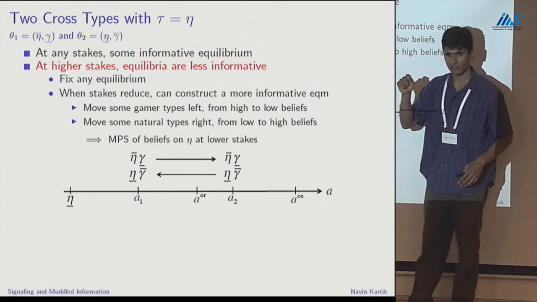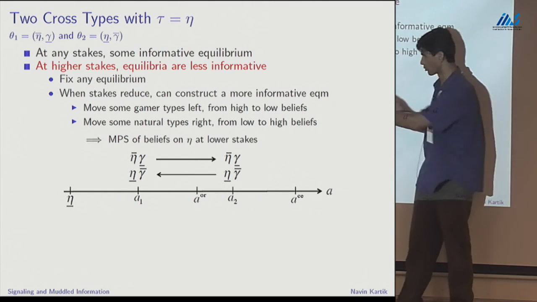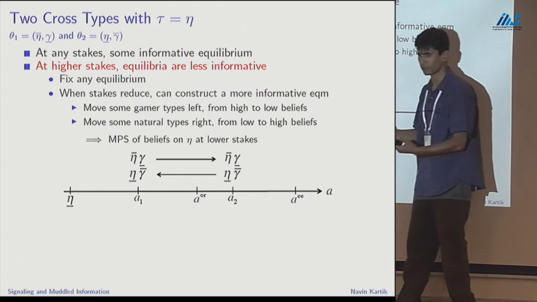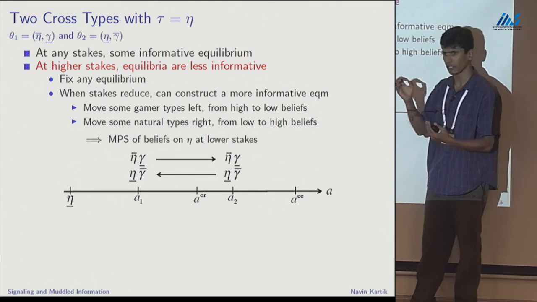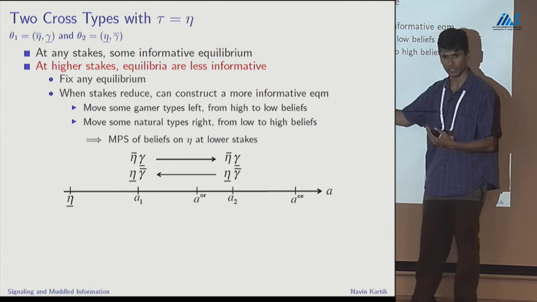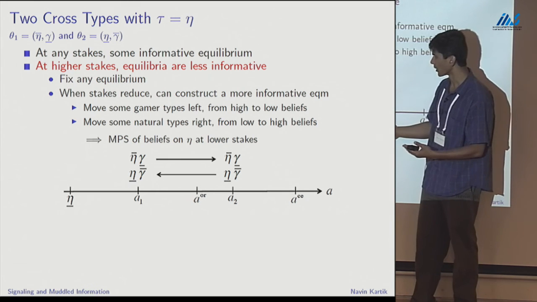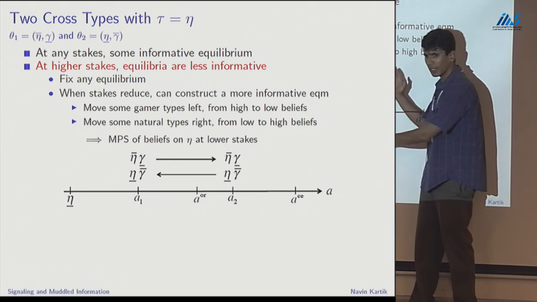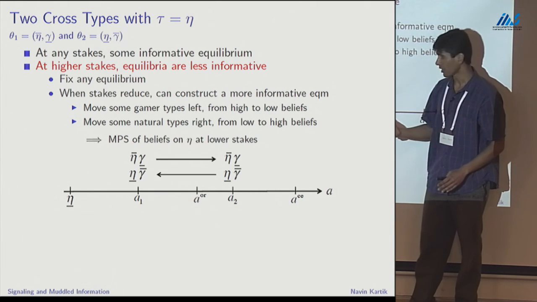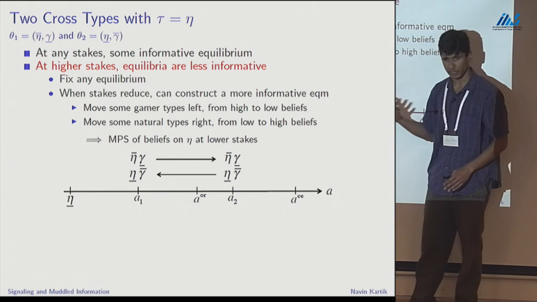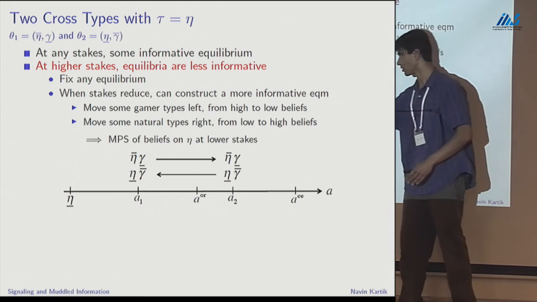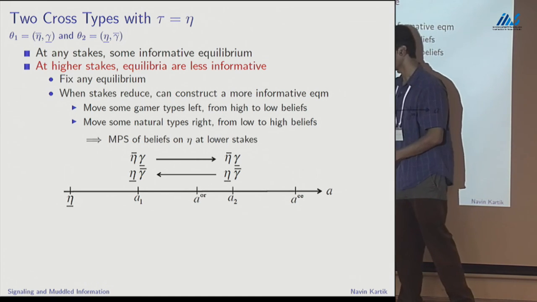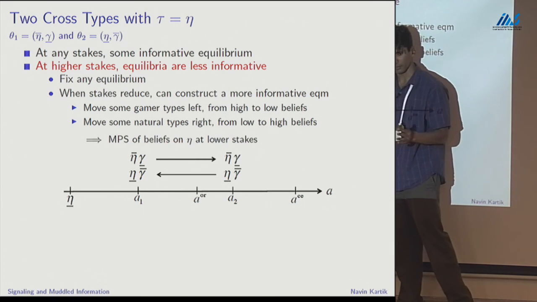For a small change in stakes, we can do this if both types are playing both actions with positive probability. With a small perturbation in the stakes, we can perturb the equilibrium in this way to generate a new equilibrium where we've spread the market beliefs, and in exactly the right way to generate a mean preserving spread of the beliefs. Because we've increased the beliefs here and reduced the beliefs here, that's a mean preserving spread.